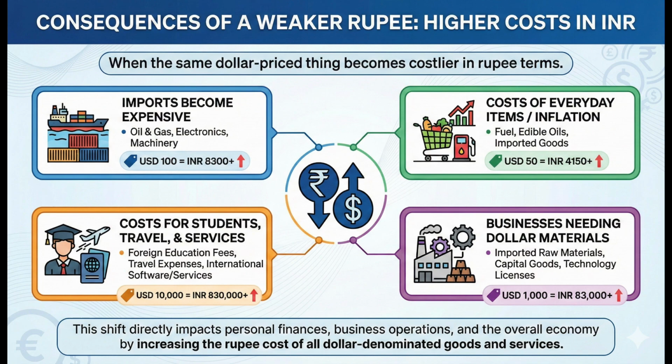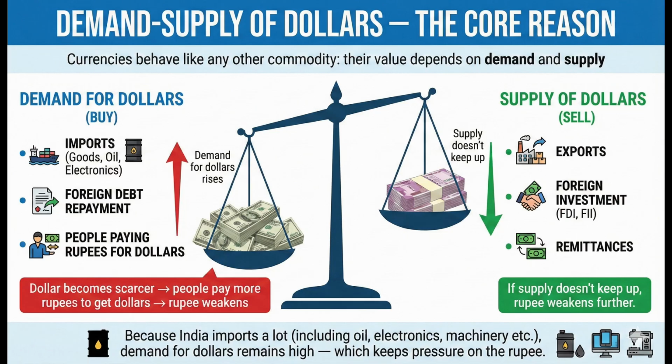This shift affects imports, which become more expensive, the cost of everyday items, the cost for students going abroad, foreign travel, foreign services, and businesses needing dollar-denominated materials. Demand and supply of dollars. The core reason: currencies behave like any other commodity. Their value depends on demand and supply.